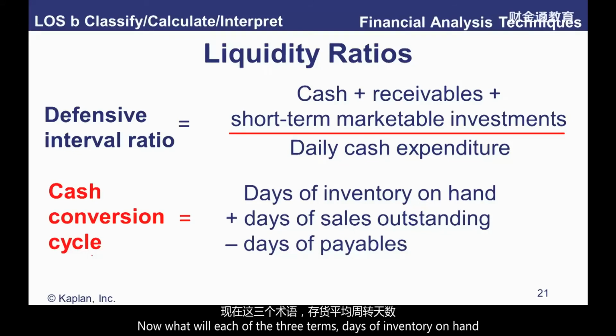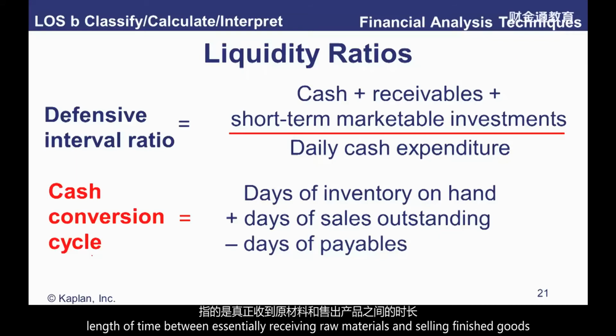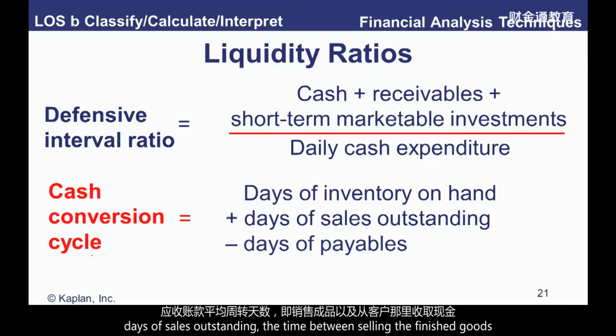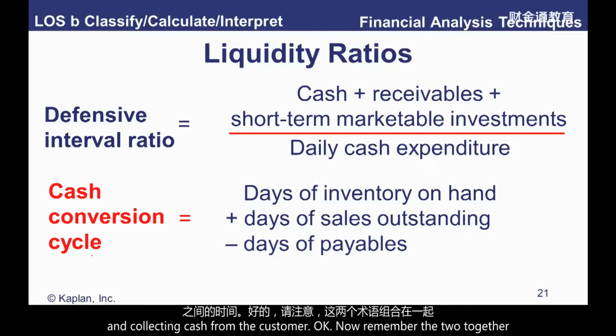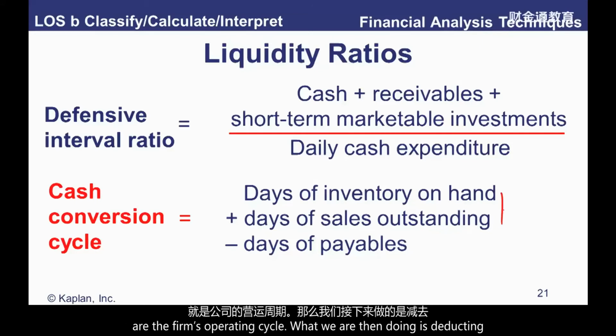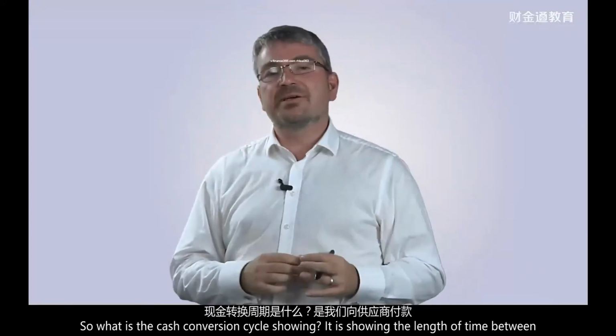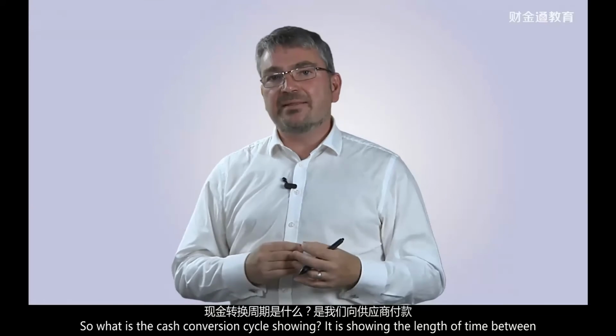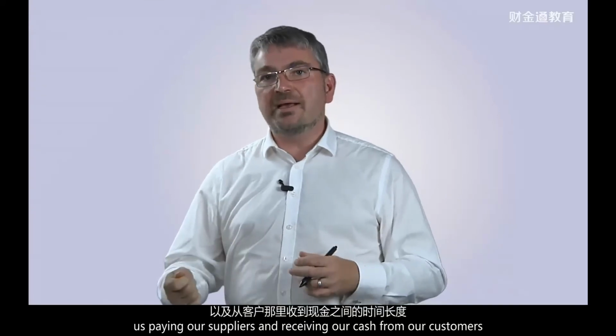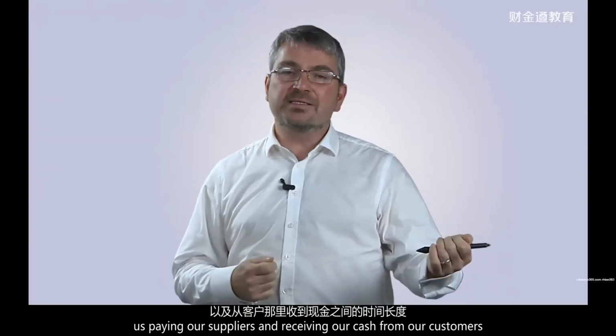Days of inventory on hand, length of time between essentially receiving raw materials and selling finished goods. Days of sales outstanding, the time between selling a finished good and collecting the cash from the customer. Okay, now remember, these two together are the firm's operating cycle. But what we're then doing is deducting the number of days payable, i.e. how long it takes us to pay our suppliers. So what's the cash conversion cycle showing us? It's showing us the length of time between us paying our suppliers and receiving the cash from our customers.